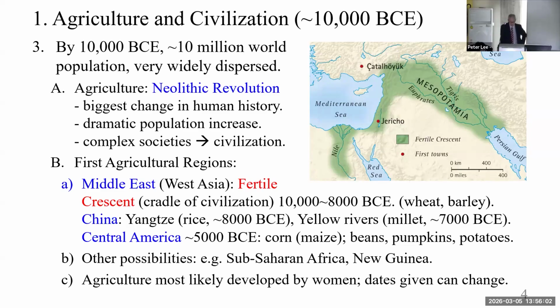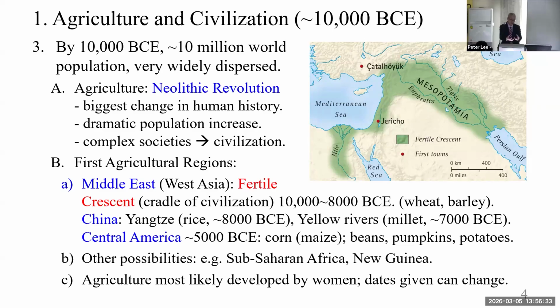Agriculture most likely was developed by women. How do they know these things, right? I keep thinking, how did they know that it was women? Well, again, it's just educated guesses. But anthropologists do know that men were the hunters and women were the gatherers. Women and children, they were the gatherers. And so it stands to reason that it was the gatherers that first discovered agriculture.